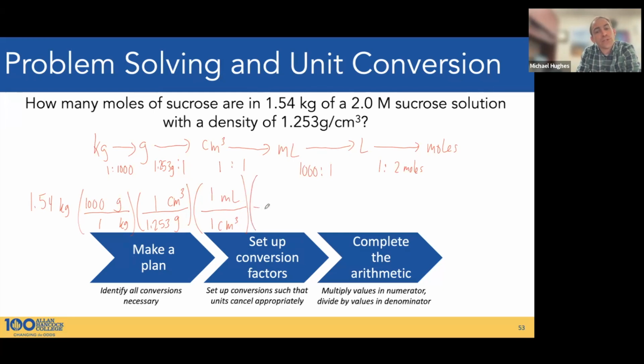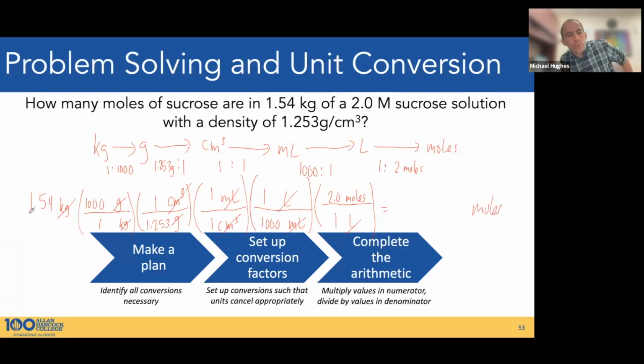Our molarity uses a volume of liters, so we can use the prefix systems in the metric unit system to see that there is 1,000 mils in every 1 liter. And then finally, with our 2 molar sucrose solution, there is 2.0 moles of sucrose in every 1 liter of our solution. Kilograms cancel with kilograms, grams with grams, centimeters cubed with centimeters cubed, mils with mils, liters with liters, and leaves only moles to come out.